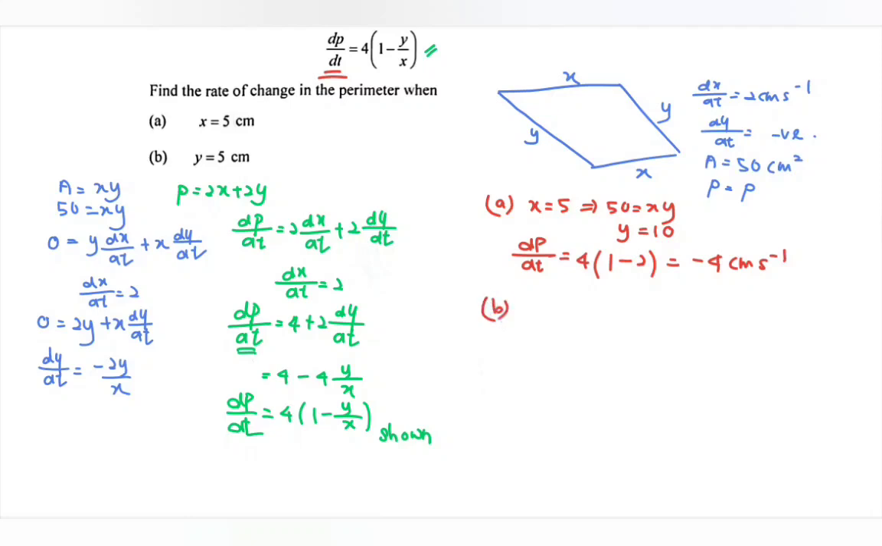For part B, if y is equal to 5, we have 50 equals xy, so x will be equal to 10. So dP/dt equals 4 times (1 minus y over x), which is 1 minus 5 over 10, so we have 1 over 2. So we have 4 multiplied by 1 over 2, which gives 2 cm s^-1.